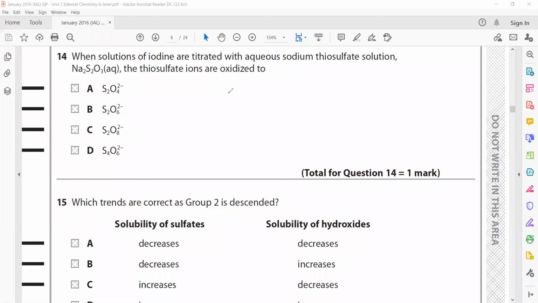When a solution of iodine is titrated with aqueous sodium thiosulfate, the thiosulfate ions are oxidized. So in the balanced equation, iodine is reduced and thiosulfate ions are oxidized, so it will form 2 iodide ions and S4O6 with a charge 2 minus. So thiosulfate ions are oxidized to S4O6 2-.